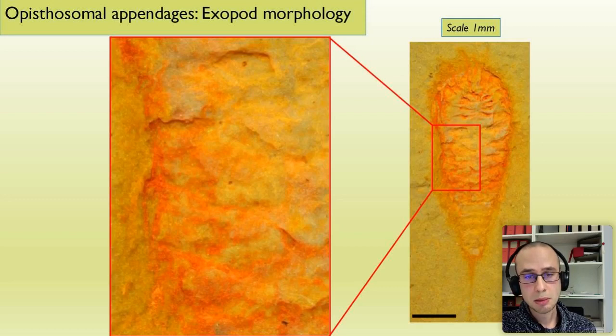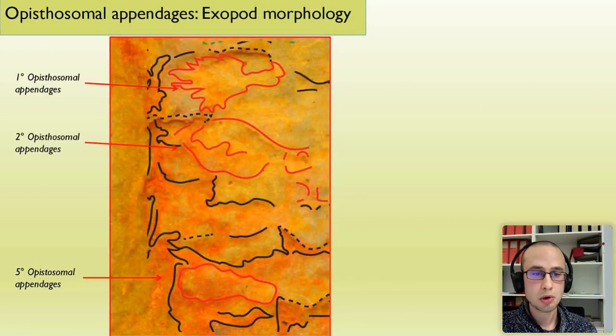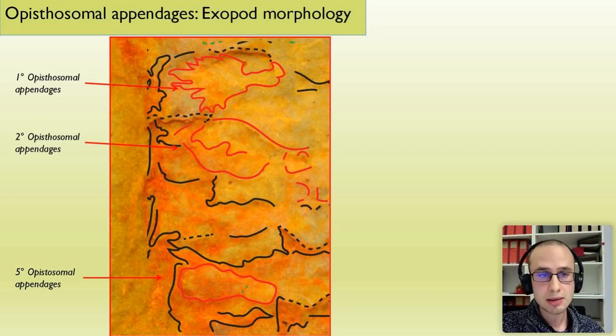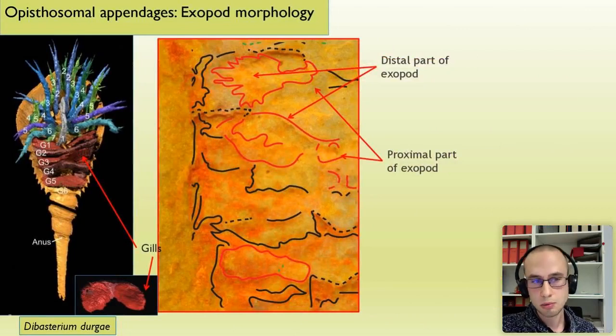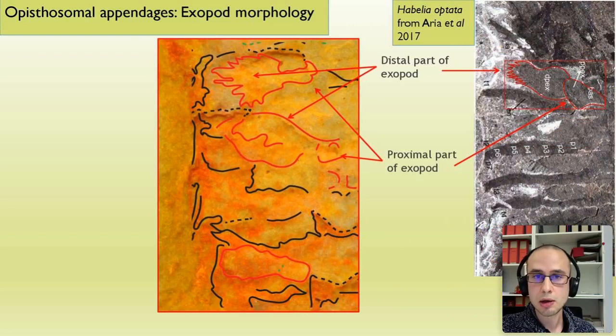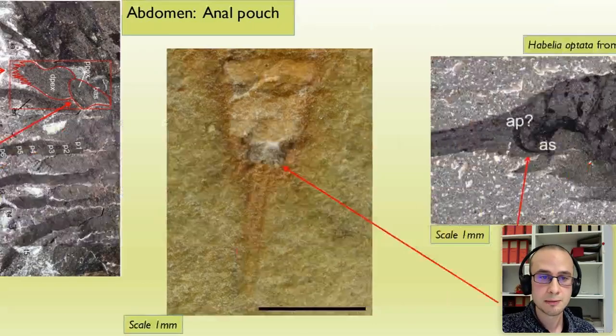Then, speaking about the opisthosomal appendages, we were able to understand that they look to be more elongated than what we can find in Dibasterium, preserving a distal and a proximal part. Here you can see the comparison with Dibasterium and the distal and proximal part we have in this specimen, a situation which we can most likely find in Aglaspis's relative Abelia, which shows a comparable anatomy of the opisthosomal exopod, even if we do not have any trace of endopods in our new taxon.